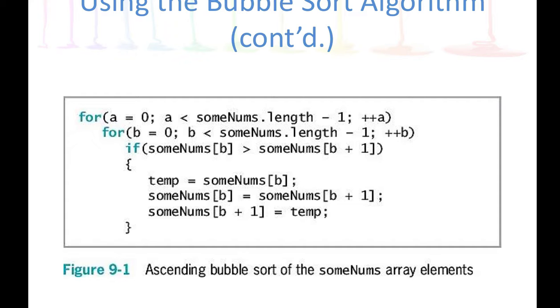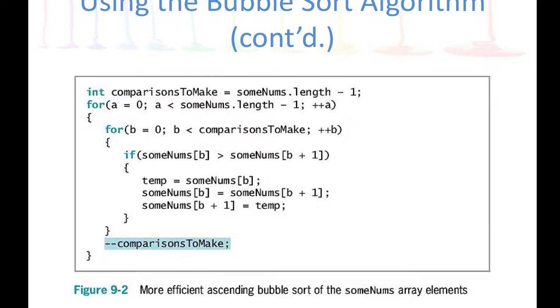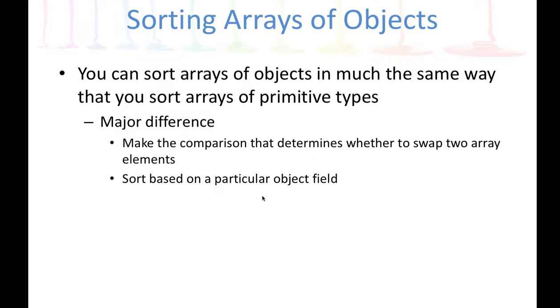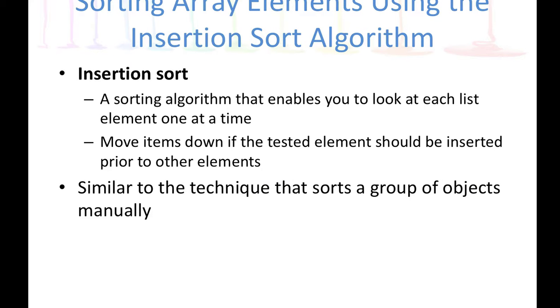Anyways, back to this. So for j equals 0, it kind of goes down as we talked about. Using the bubble sort algorithm, it keeps going on here. As you see here, it's doing the for loop and if conditions, and it just keeps looping until its comparisons have been made. So you can sort arrays of objects in much the same way as sorting an array, but the major difference is that the comparison determines whether to swap two array elements, sorting based on a particular object.